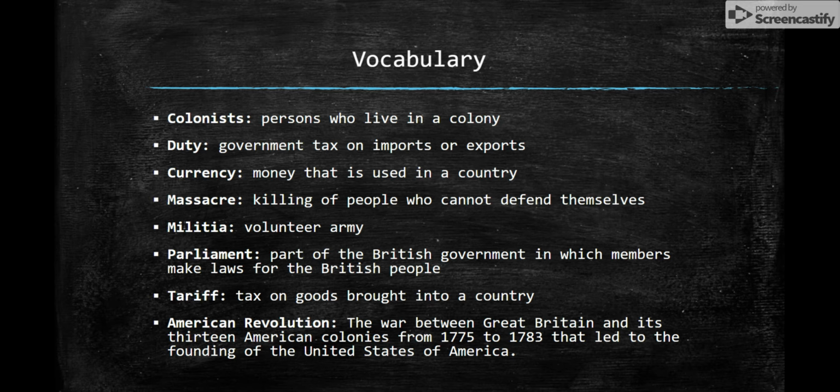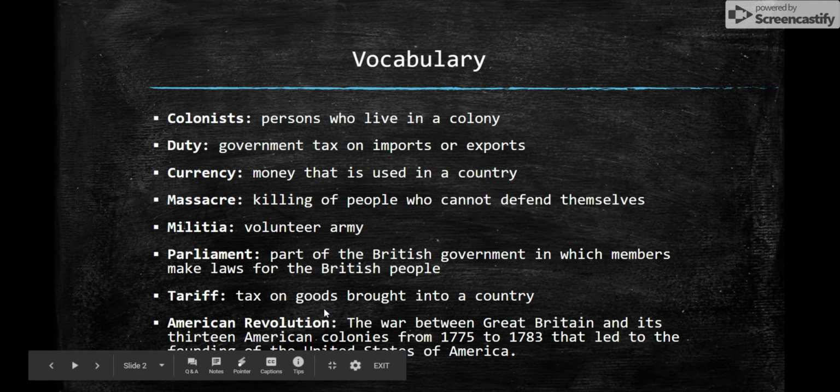Number 6 is parliament. This is the part of the British government in which members make laws for the British people. Number 7 is tariff. This is the tax on goods that are brought into a country. And the last one is American Revolution. This was the war between Great Britain and its 13 American colonies from 1775 to 1783. And that war or revolution was what led to the founding of the United States of America.